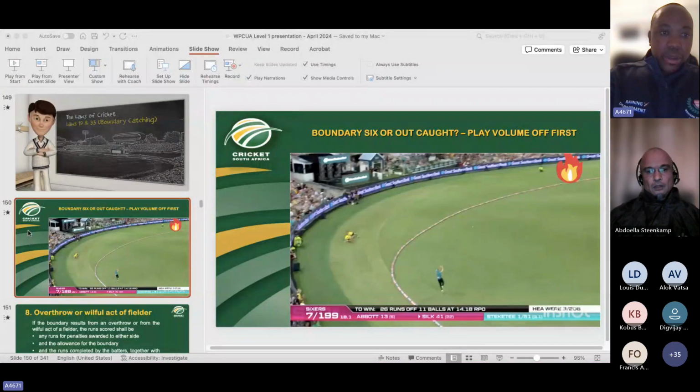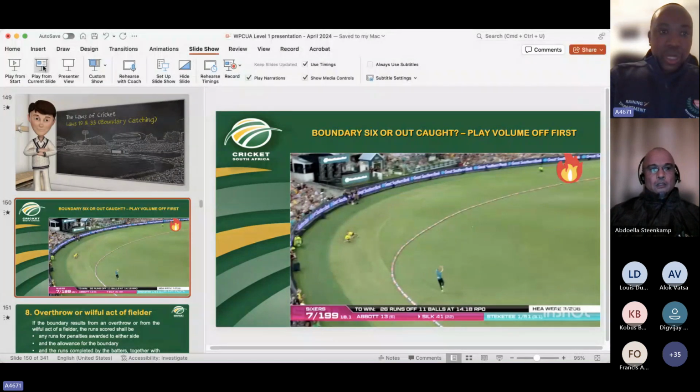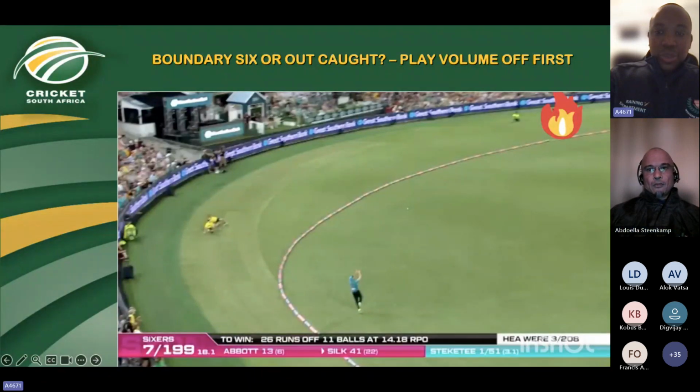Abdullah, next we had the catch on the boundary by a fielder in the BBL. I'm going to play it, and while I'm playing it, maybe you can talk us through the law and give us the correct answer for this particular scenario. In fact, what I'm going to do, Abdullah, is play it with sound because... Sound, yes. The commentators actually explain it perfectly. Correct. I think Glenn Maxwell was on commentary and he explains it perfectly well. So here goes.